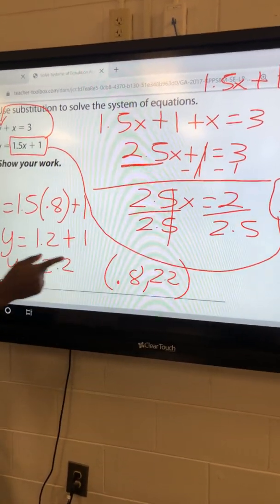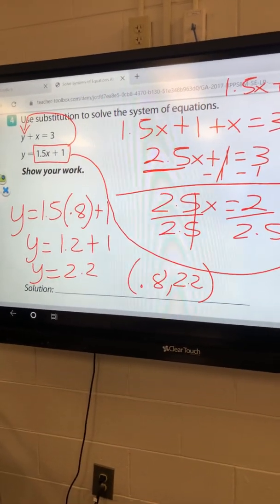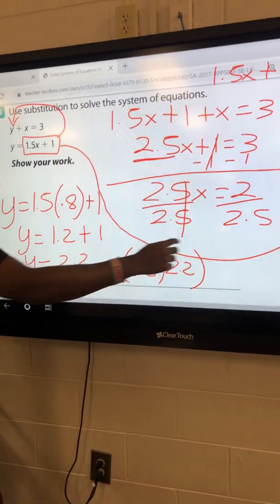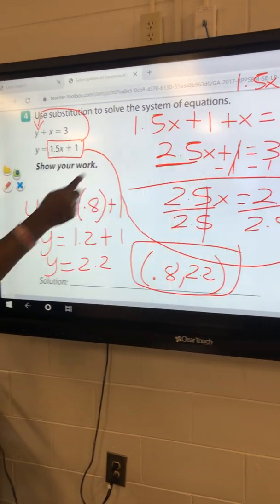So that is the solution to the system of equations, and we used substitution for it. If they ask you what's the solution, you tell them this. If they ask you to show your work, this is our work. All right?